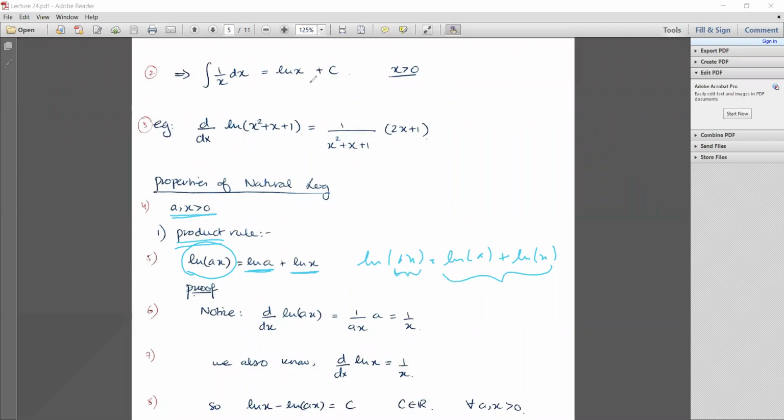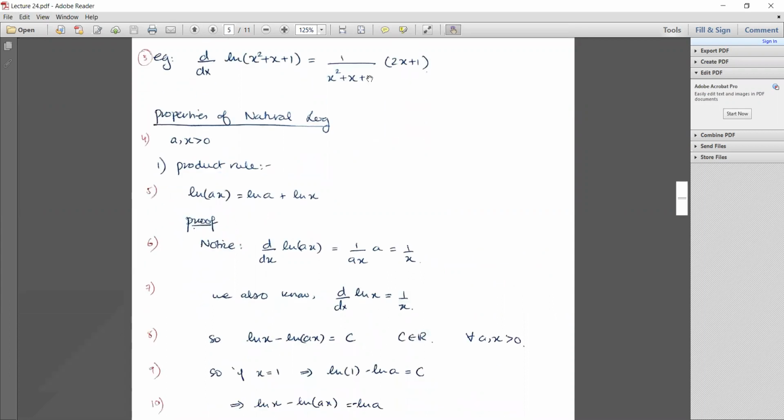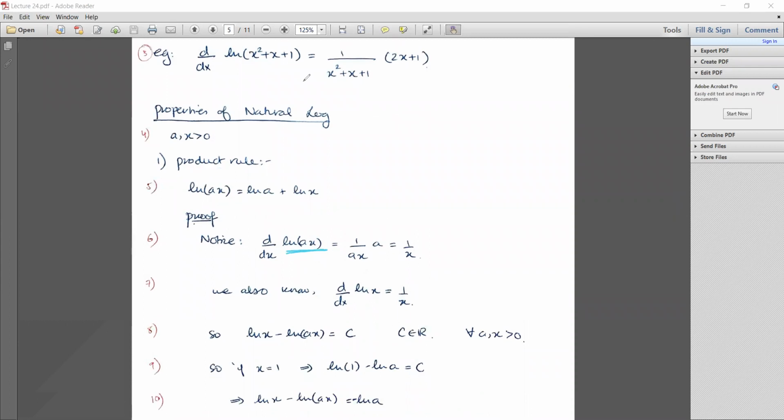Now to prove this, if you notice, the derivative of natural log of ax is what? It's 1 over ax times a, using the chain rule. So that's 1 over x. We also know that the derivative of ln of x is 1 over x as well. So the derivative of ln ax is 1 over x, the derivative of ln x is 1 over x. They both have the same derivative throughout, right? So they both must differ only by a constant. Ln x minus ln ax should just be a constant.